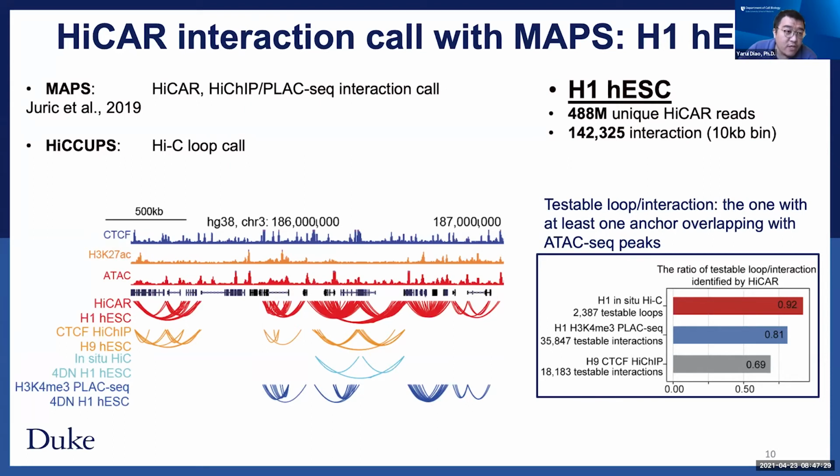Quite interestingly, we found that the interactions that are specifically identified by CTCF HiChIP can be recovered by HiCAR analysis. And also the interactions that are specifically identified by H3K4me3 PLAC-seq can also be identified by HiCAR. Actually, that makes sense because HiCAR enrichment relies on chromatin accessibility, and it does not require a specific antibody pull down.